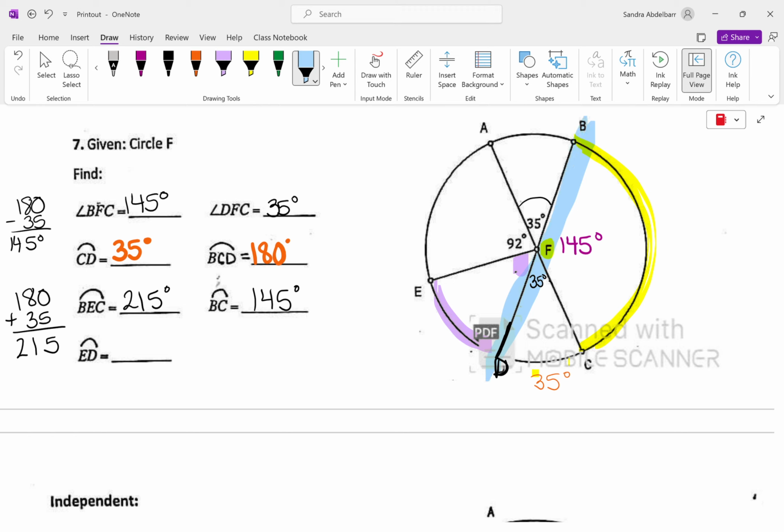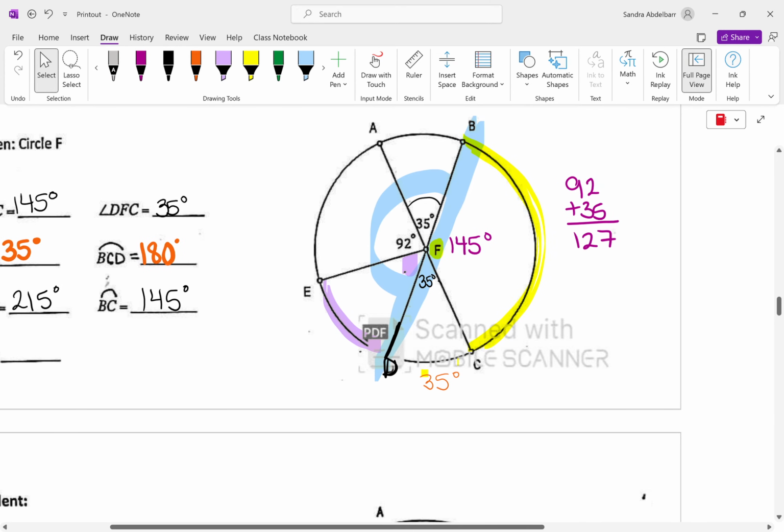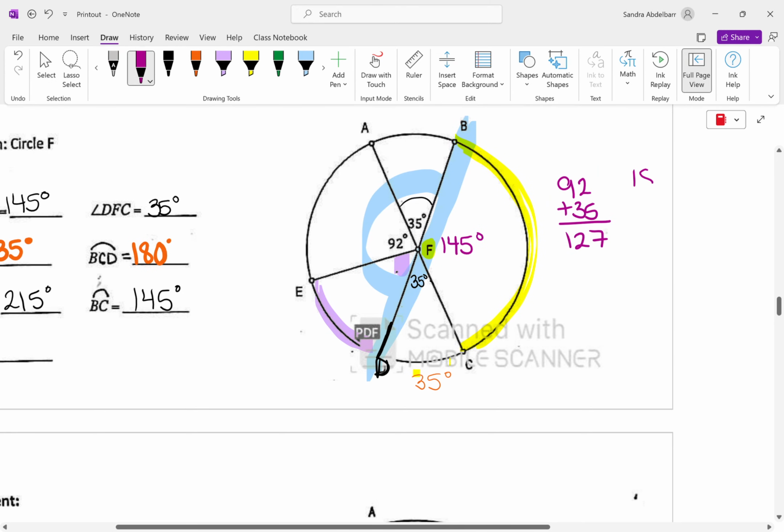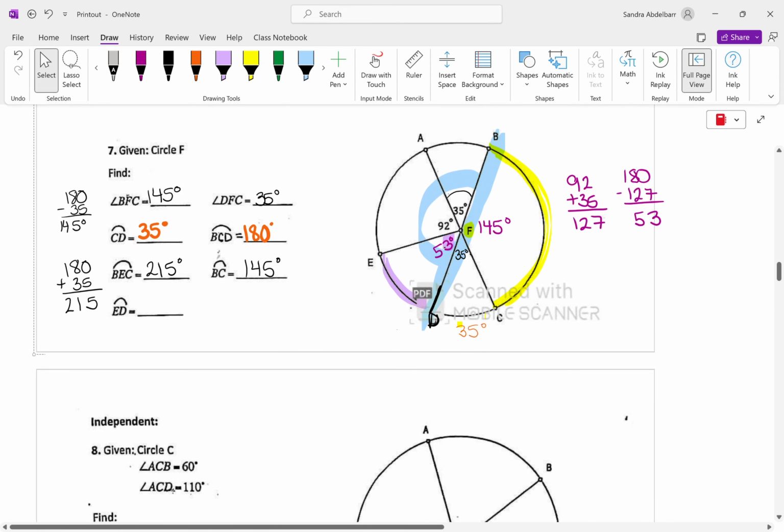Good. I hope you guys noticed this, that angle DFB, isn't that a straight angle? And these three angles together make that straight angle. So what we're going to do is add 92 plus 35, and that's going to give us 127. Then we're going to take 180 and subtract 127, and we're going to get 53 degrees.